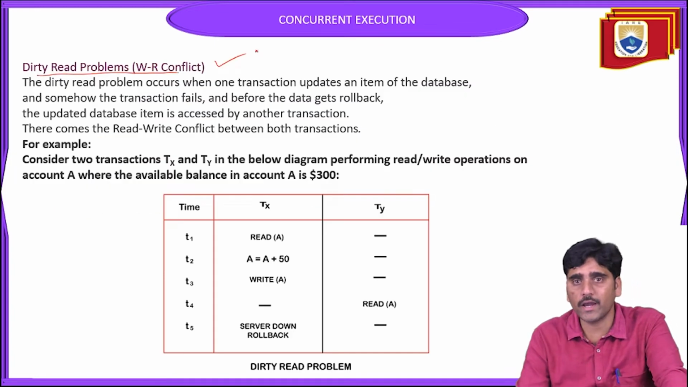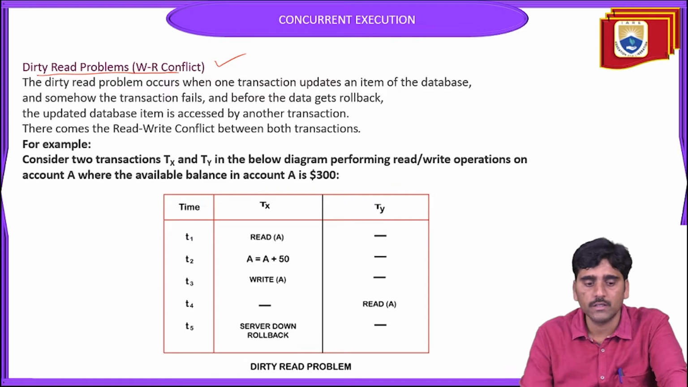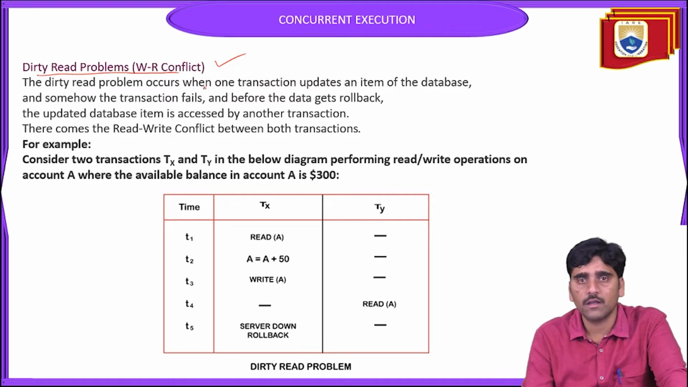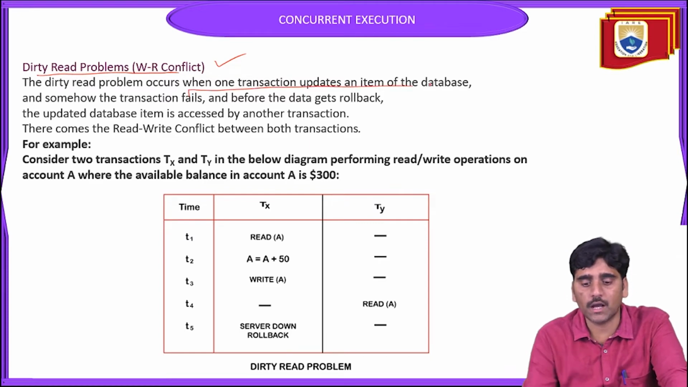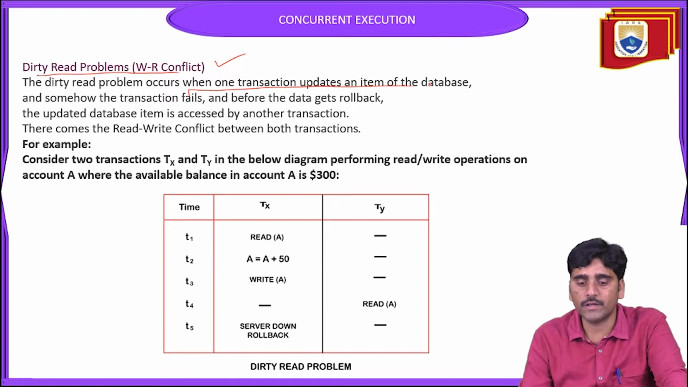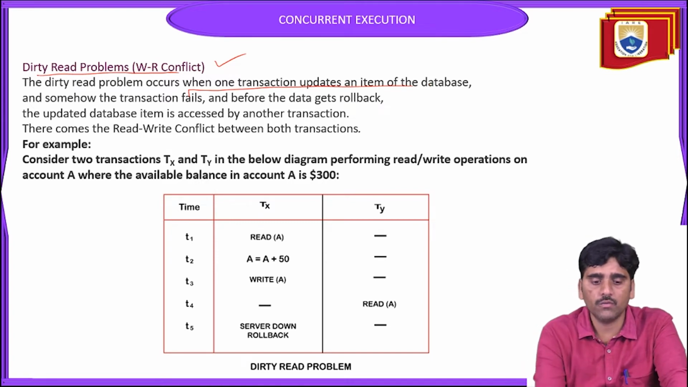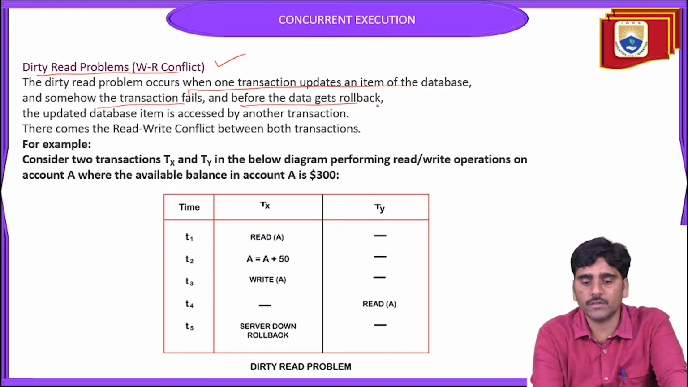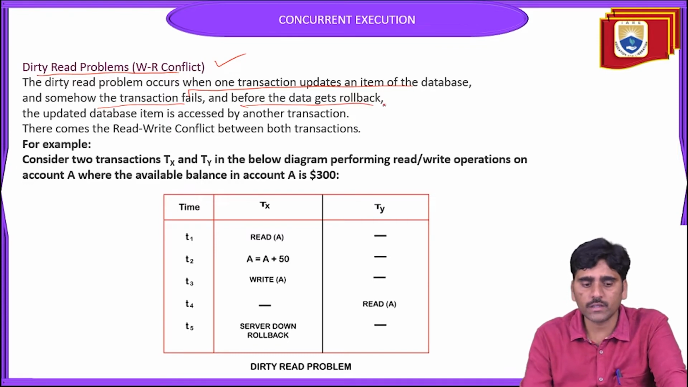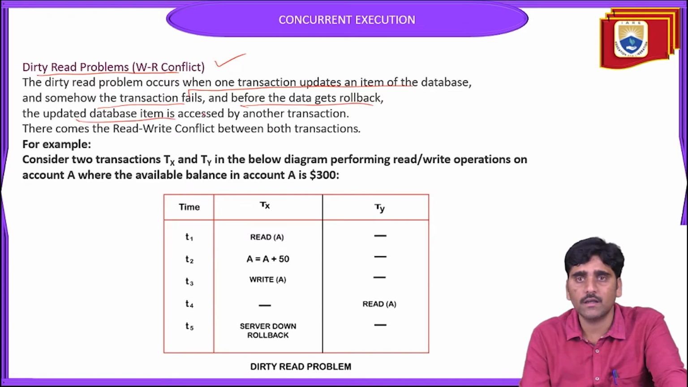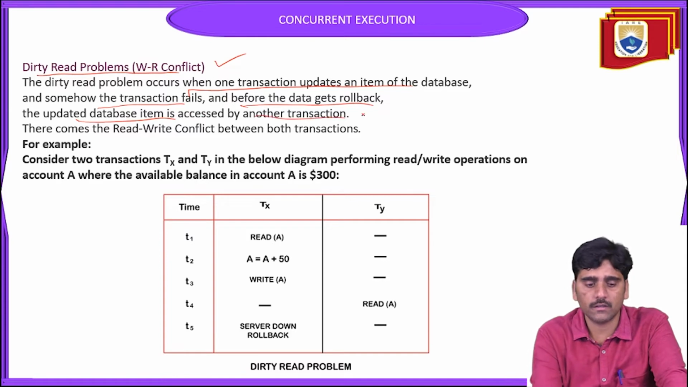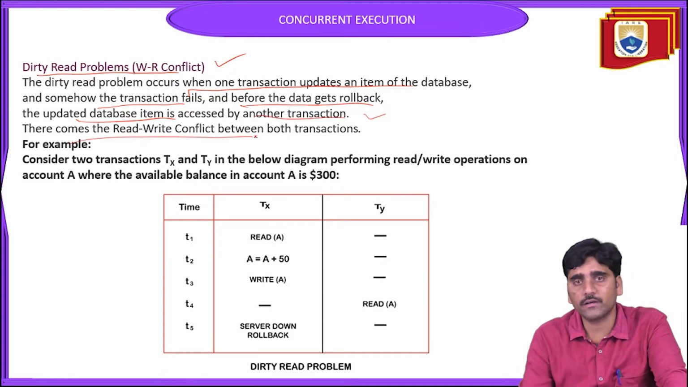That is nothing but a write-read conflict. A dirty read problem occurs when one transaction updates an item of the database and somehow the transaction fails, and before the data gets rolled back, the updated database item is accessed by another transaction. There comes the read-write conflict between both transactions.